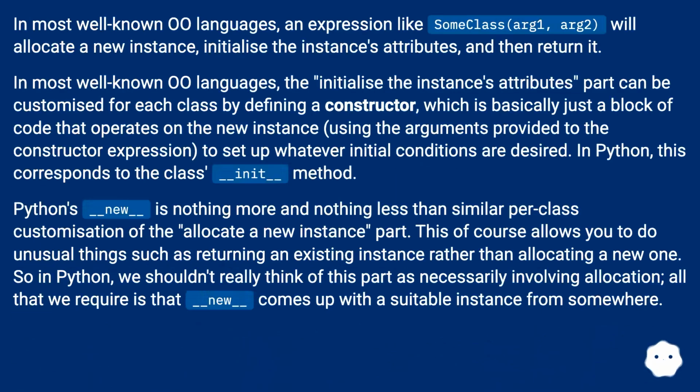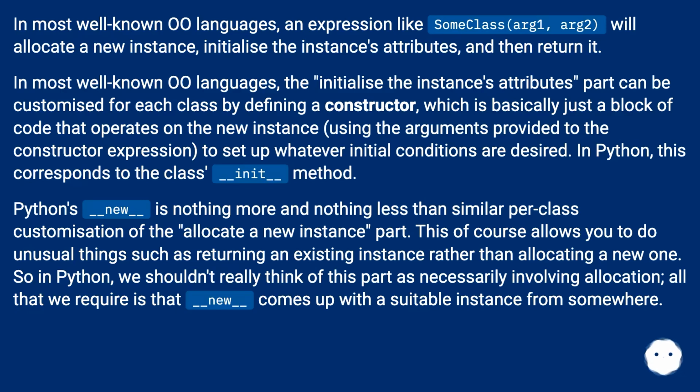In most well-known OO languages, an expression like SomeClass(arg1, arg2) will allocate a new instance, initialize the instance's attributes, and then return it. In most well-known OO languages, the "initialize the instance's attributes" part can be customized for each class by defining a constructor, which is basically just a block of code that operates on the new instance, using the arguments provided to the constructor expression, to set up whatever initial conditions are desired. In Python, this corresponds to the class's __init__ method.